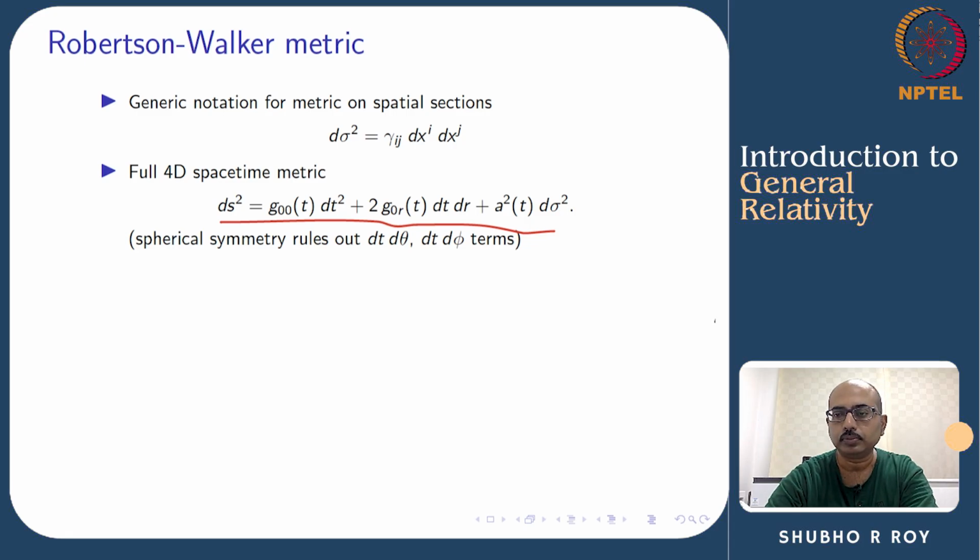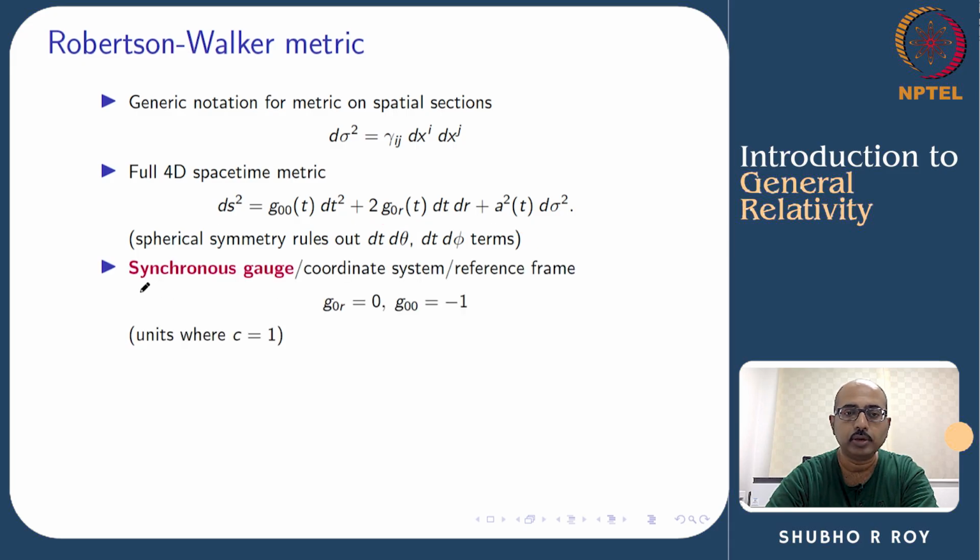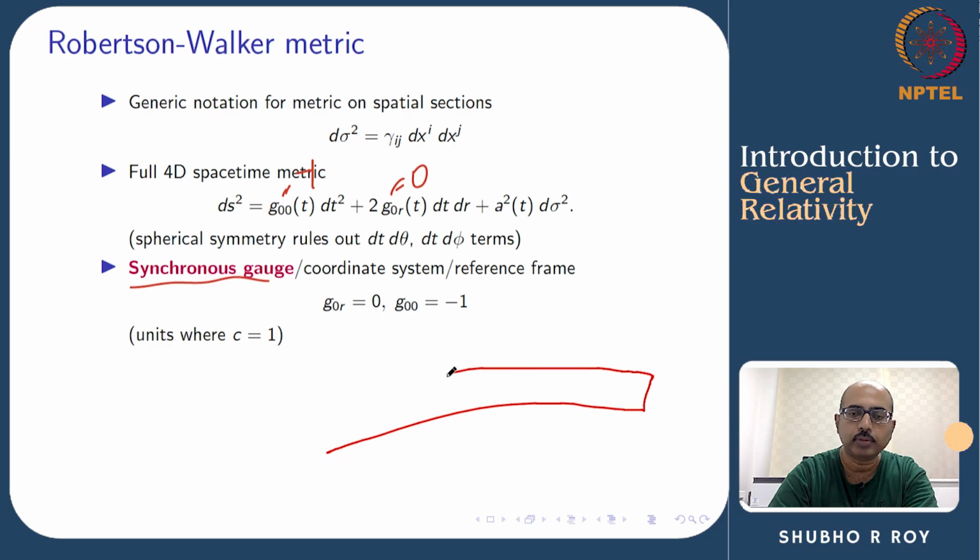Now, for further constraints, I will choose something which is commonly done in cosmology, in fact in general relativity, which is called the synchronous gauge, or the synchronous coordinate system, or synchronous reference frame. In this reference frame, it will turn out that g0r is equal to 0, and g00 equals -1, or if you're using SI units, then you should put -c squared. Now, how do we get the synchronous frame? Let me illustrate how we do this. Let's say we have the universe at some constant time, t equal to 0.